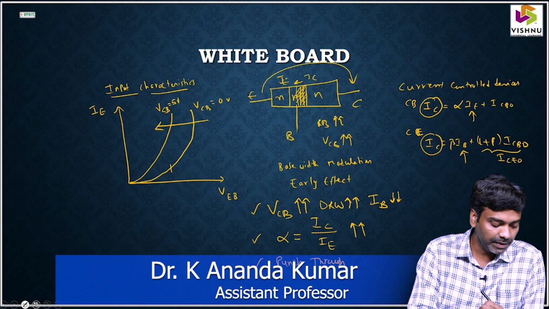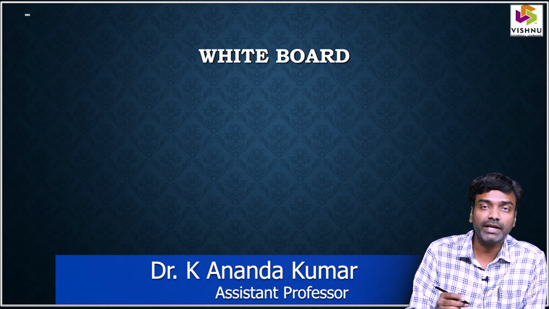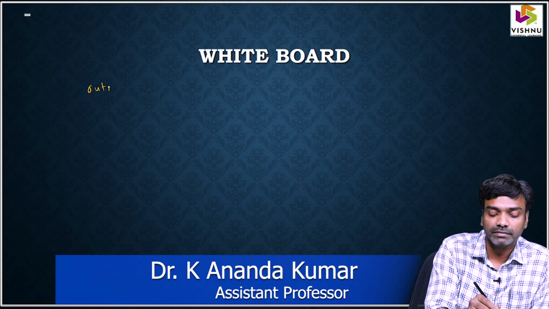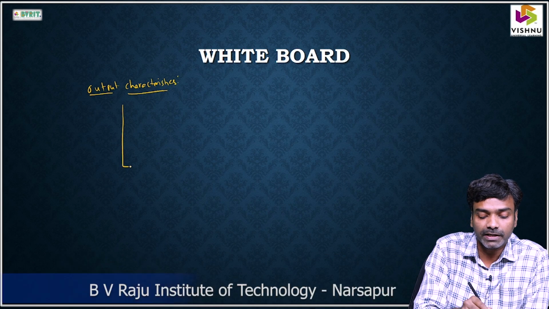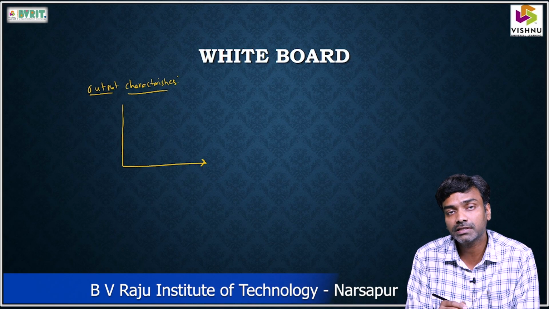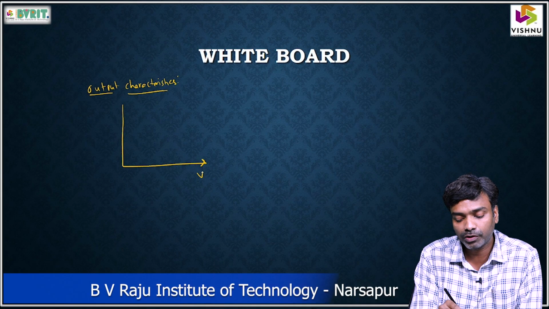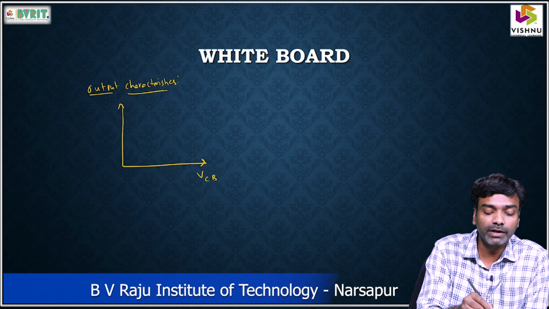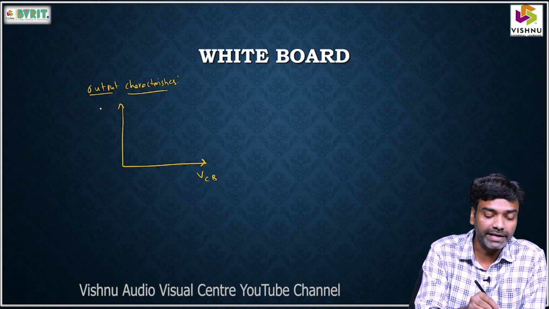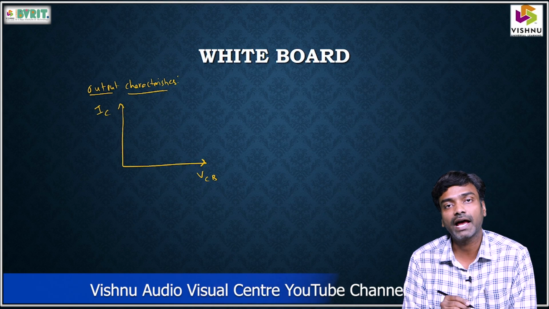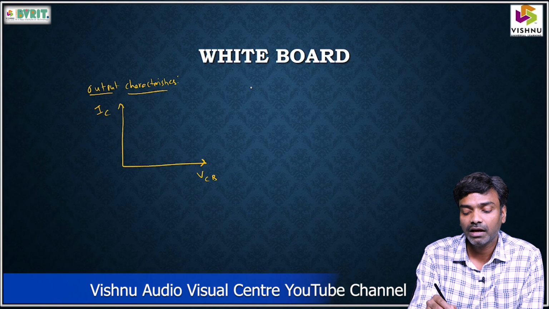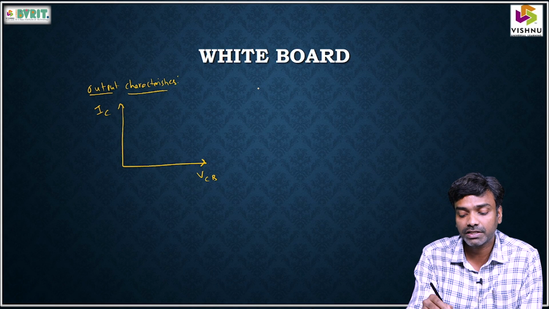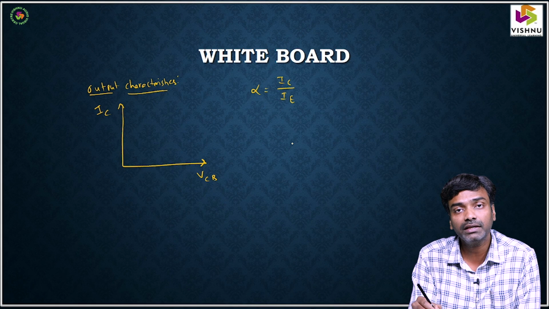Similarly, we can see output characteristics. In output characteristics, we draw the curves by taking output voltage on the x-axis. In this case, the output voltage is VCB, and the output current in common base configuration is IC. VCB versus IC. In this common base configuration, as we have seen earlier, the current gain is nothing but the ratio of output current to input current, which is IC by IE.